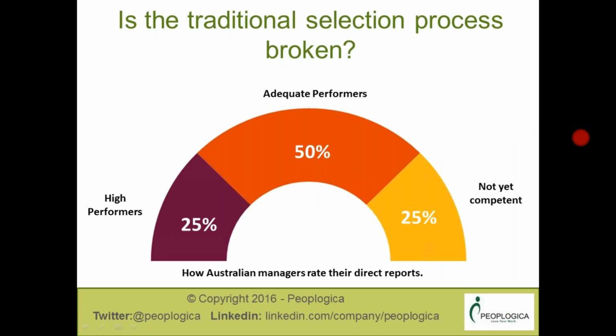So why is a traditional selection process broken? Recent studies have shown that Australian managers rate only 25% of their direct reports as high performers. 50% they rate as adequate, which is adequate to very good, and then 25% are not yet competent. They're not achieving the minimum expectations. It's a pretty grim look, really, when you look at it.